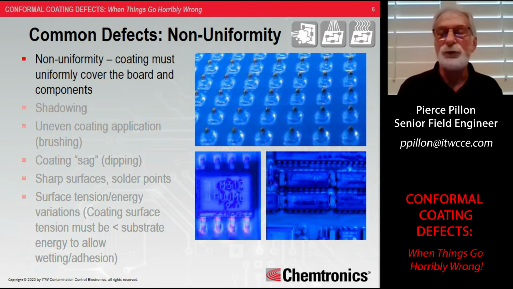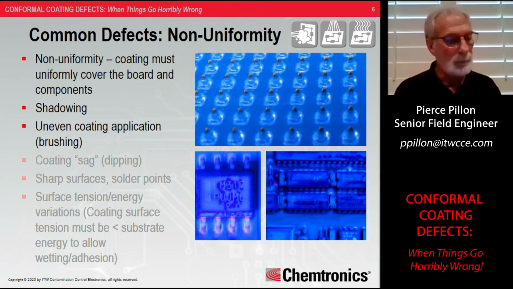The coating must uniformly cover that board and all of the components. If it does not, it could be a condition that may be a defect. Now, I'm not sure how many of you know what shadowing is. Shadowing is caused by the geometry of the board, where you have a short component right next to a tall component. And your method of application may prevent that shorter component from being uniformly coated, just because it's being blocked by the taller one. That's what's considered shadowing. If you have any uneven coating application, that could be cause for concern.